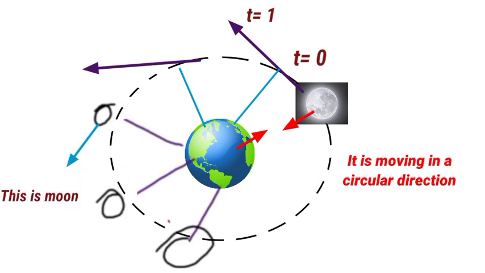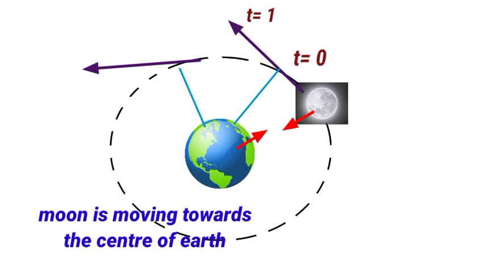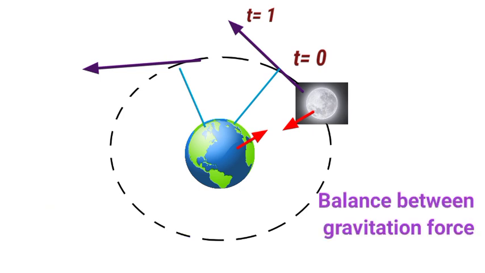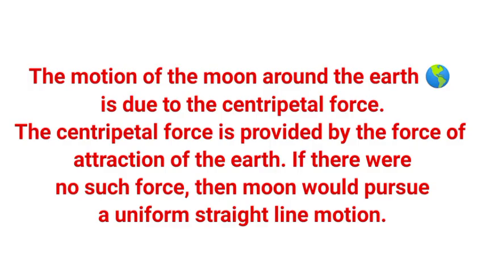The moon is moving towards the earth because of gravitation force. If there is no gravitation force, then it won't be moving. So because of the balance between the gravitation force between the two bodies, that is the moon's velocity and the distance from earth, the motion of the moon around the earth is due to the centripetal force. The centripetal force is provided by the force of attraction of the earth.